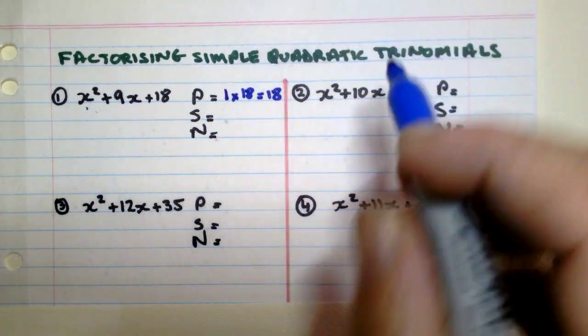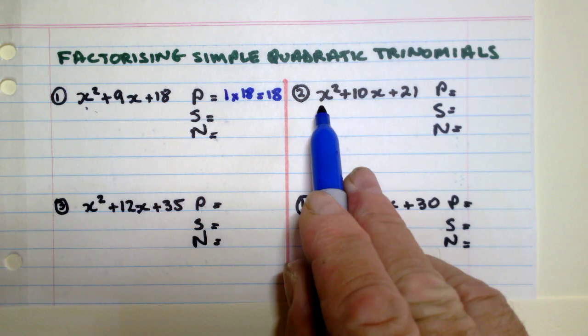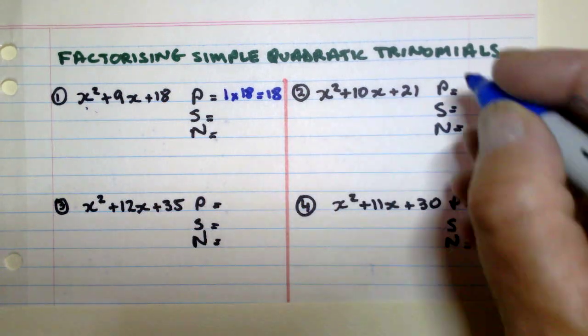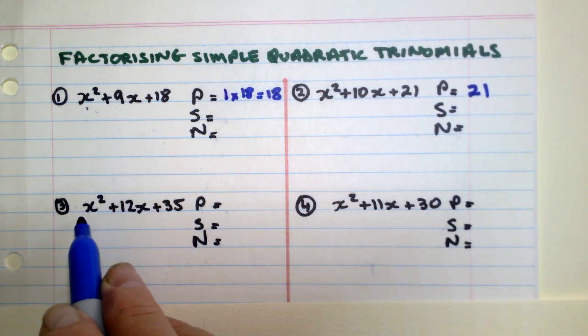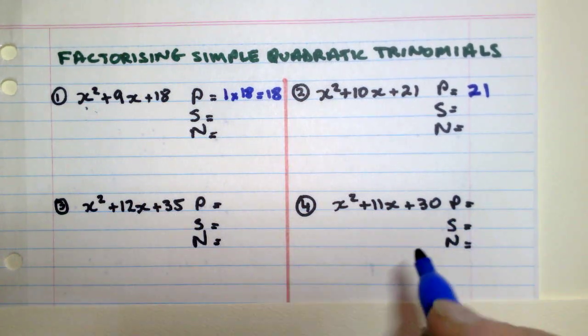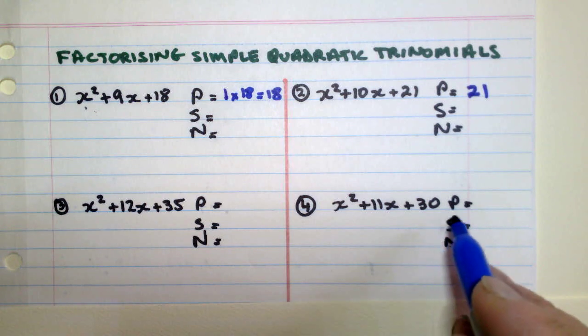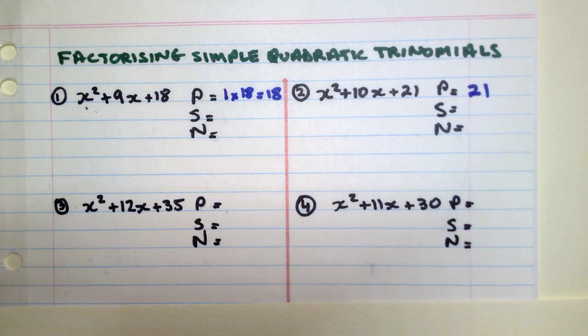And over here, in example 2, the product's going to be 1 times 21. Okay. Here, the product's going to be, you fill it in later. And later. Okay, now the sum is the easy bit.